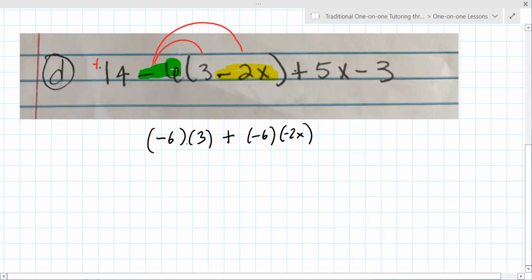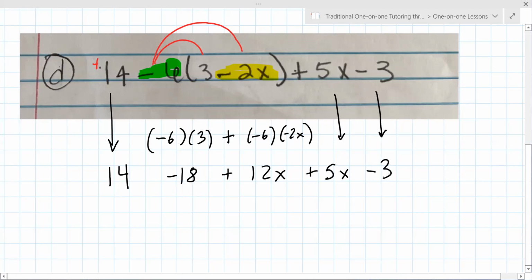multiplications. So minus 6 times 3 is minus 18. Minus 6 times minus 2x is 12x. And this is the time when you bring down the numbers. You bring down positive 14. You bring down the plus 5x. And you bring down the minus 3.